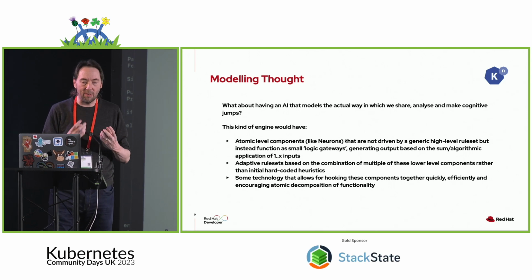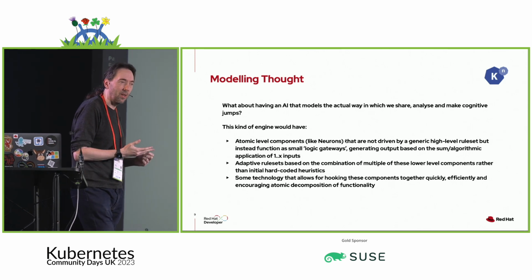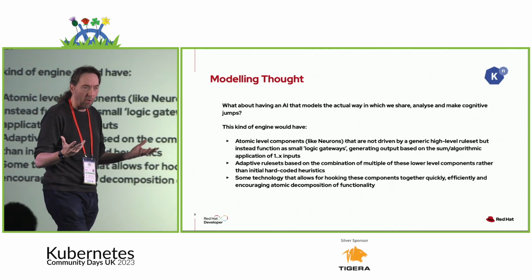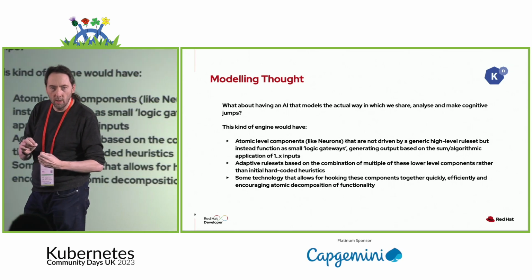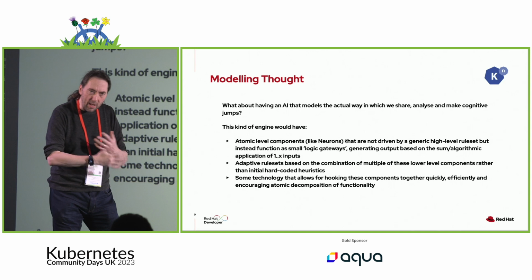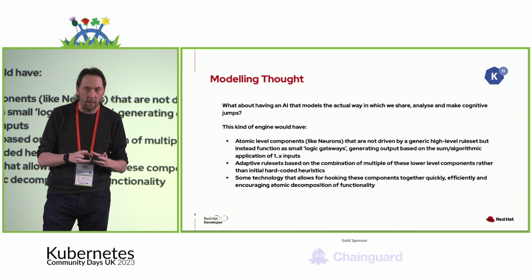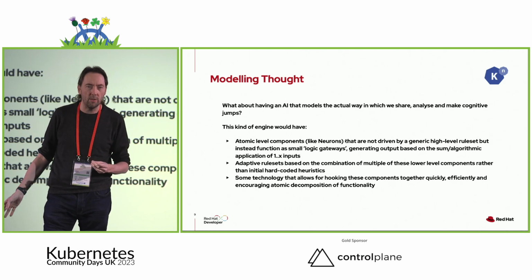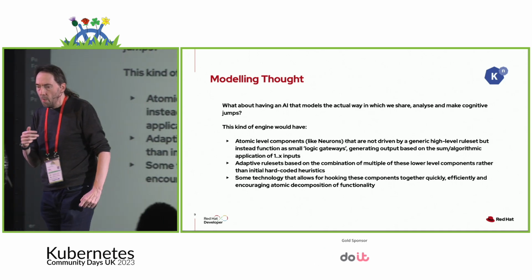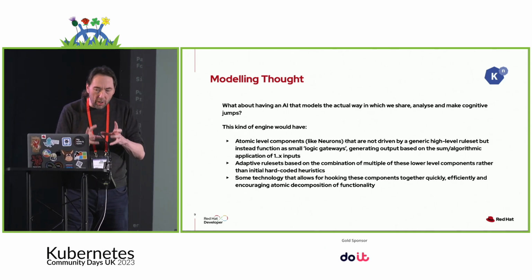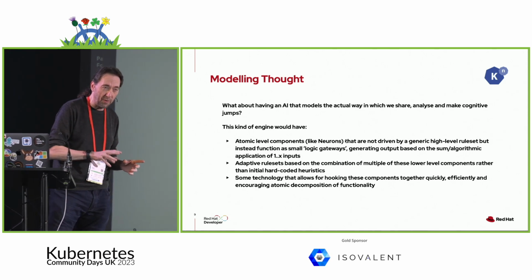This kind of engine would have atomic level components like neurons. And this is where we're going to start to talk about Knative Serverless. When you're building an artificial intelligence, you want to break down the actual knowledge in the artificial intelligence down to the most atomic points, the most atomic operations. And you get the complexity of the system by combining these together. In the old days, this was incredibly hard to do. You had to use Hadoop lakes and HPC and all this kind of stuff. But we've now got technology that allows for hooking these components together quickly, efficiently, and encouraging atomic decomposition of functionality.